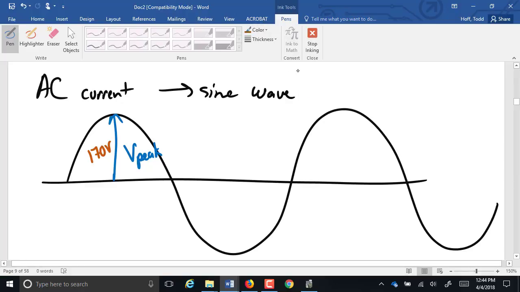Now, we mentioned this a little bit Monday. There's voltage peak to peak. We do P-P for peak to peak. What would that be here? 340. Yeah, just double the peak voltage.